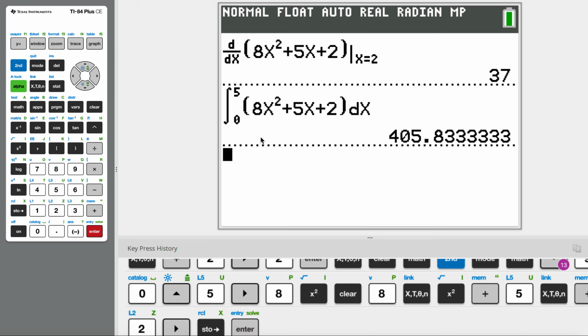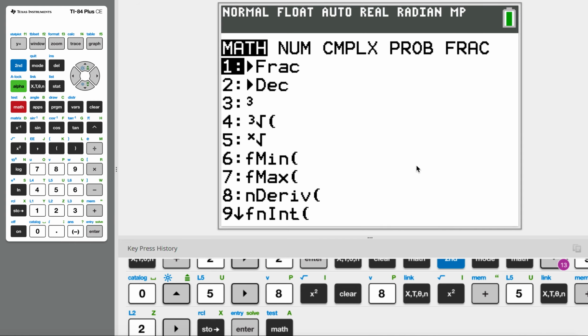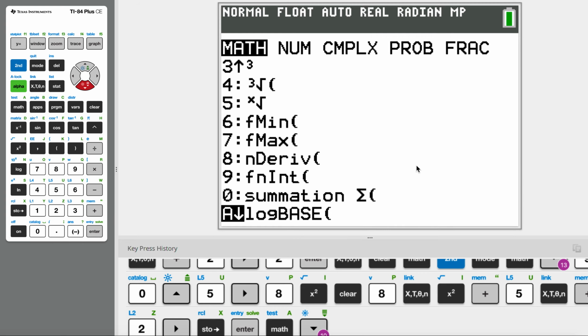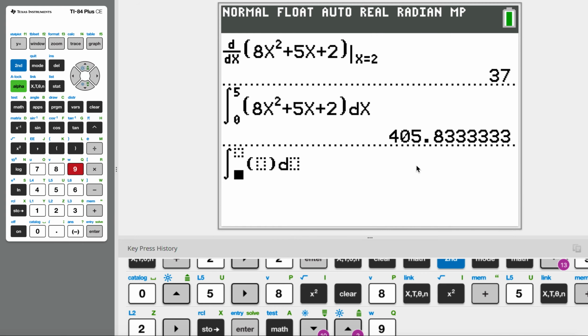Okay, I want to keep this video short and sweet. This is basically how you do your basic integration and differentiation using nDeriv and fnInt, number 8 and 9. You have these two functions altogether. And remember, for differentiation, you have to enter x, and for integration, you have to enter your range, which is the numbers for your definite integral.